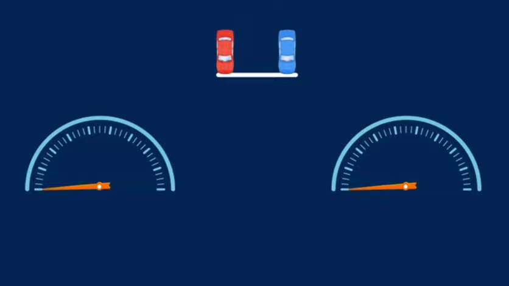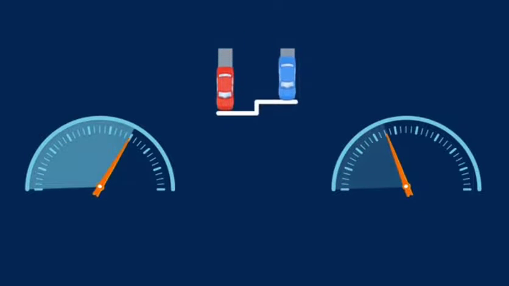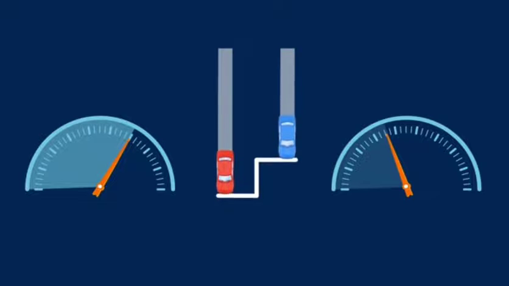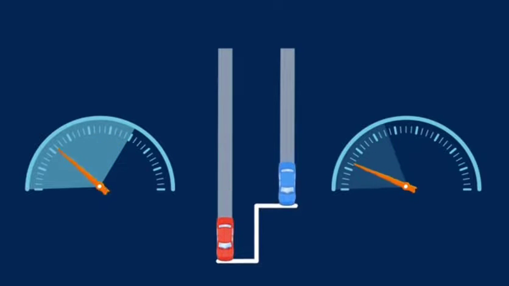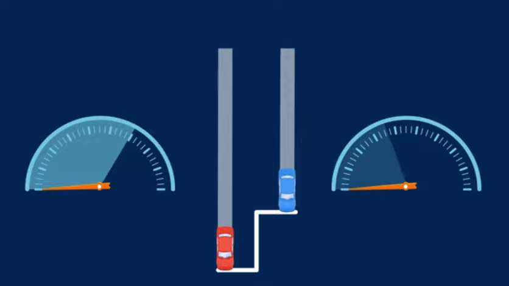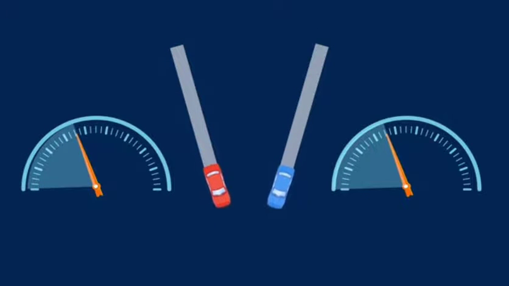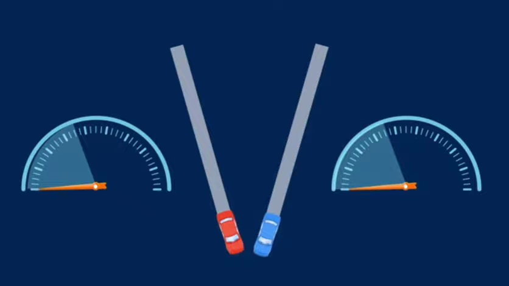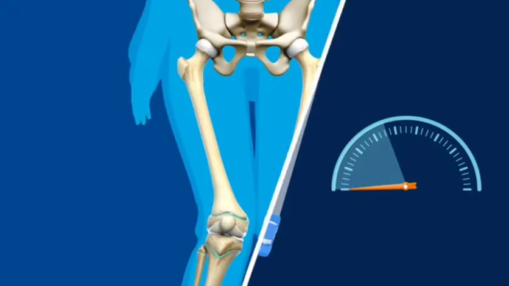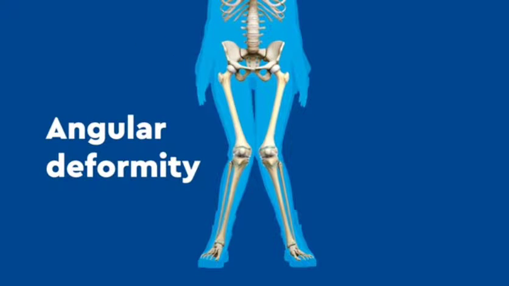Like two cars going slightly different speeds, the difference between your two long bones may start out small, but can grow larger over time if not corrected. In other children, the growth rate may be the same on either side, but one or both of the bones are growing at the wrong angle. This is known as an angular deformity.